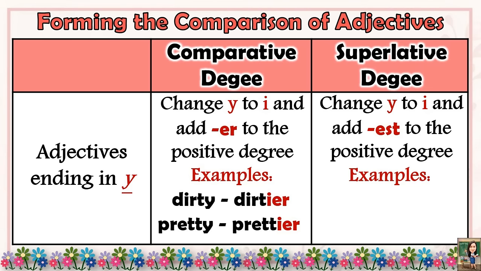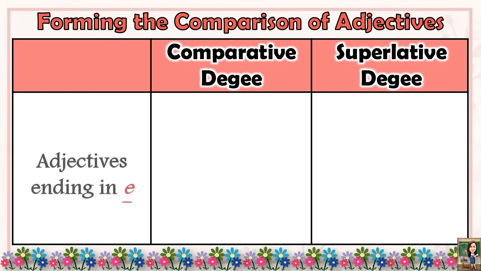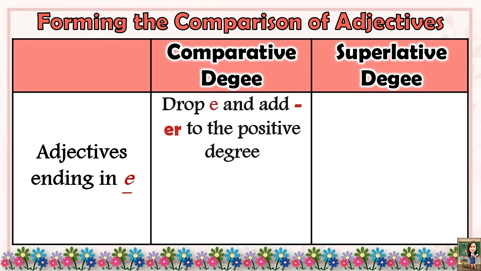For examples, the positive degree is dirty, change Y to I, then add EST, so it becomes dirtiest. Then pretty, change Y to I, then add EST, so it becomes prettiest. Another rule is adjectives ending in E. In comparative degree, drop E and add ER to the positive degree.